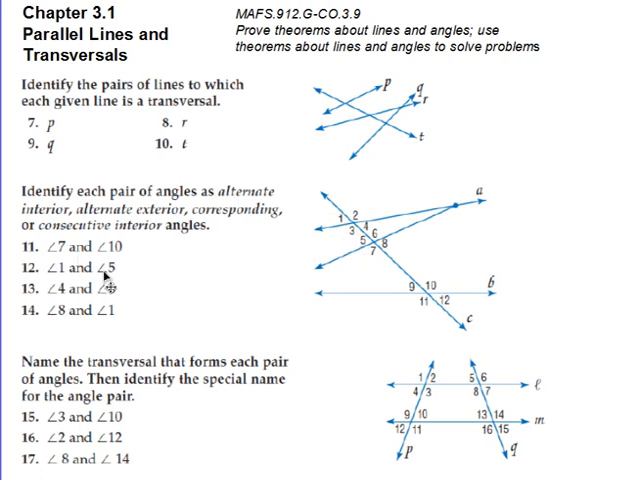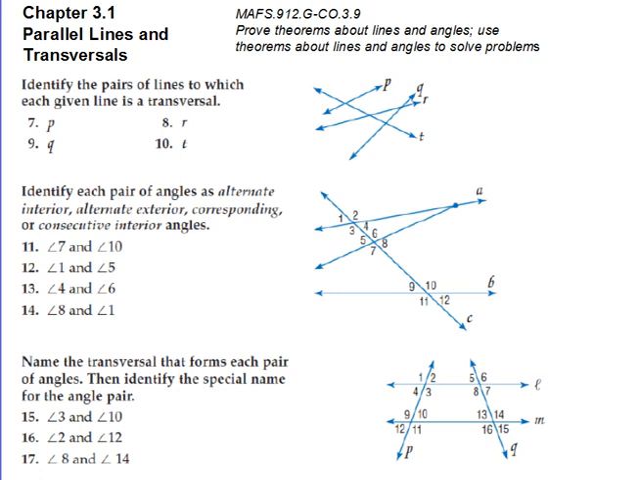So that's corresponding. 4 and 6. 4 and 6 are inside these two lines, and they're on the same side. So that's consecutive interior right there. 8 and 1. Okay, this is a transversal, these are the two lines. 8 and 1 are both outside the two lines, and they're on alternate sides of the transversal. So that's going to be alternate exterior.